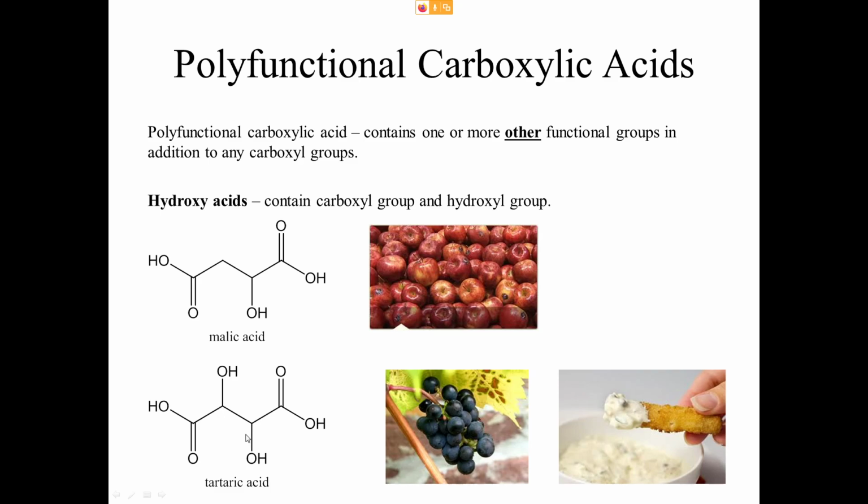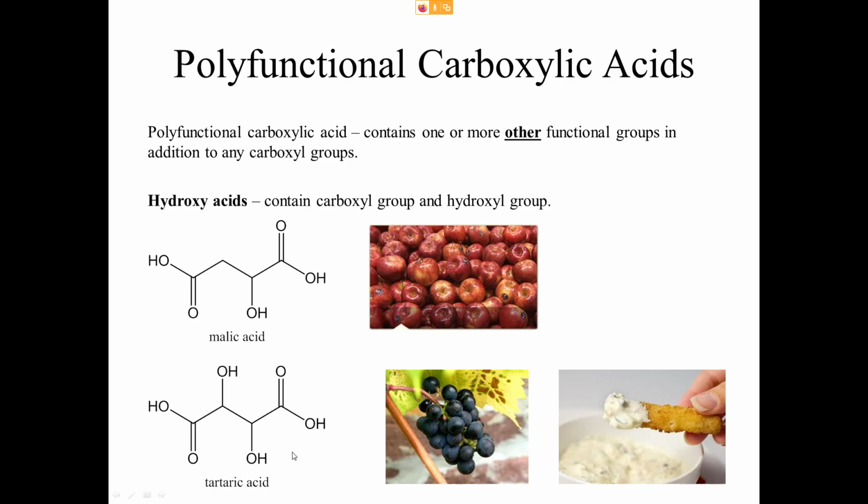And this is called tartaric acid. So its name would be very similar to malic acid, but tastes quite different. Right? So this one, instead of being a 2-hydroxy butane dioic acid, this one's a 2,3-dihydroxy butane dioic acid. Right?